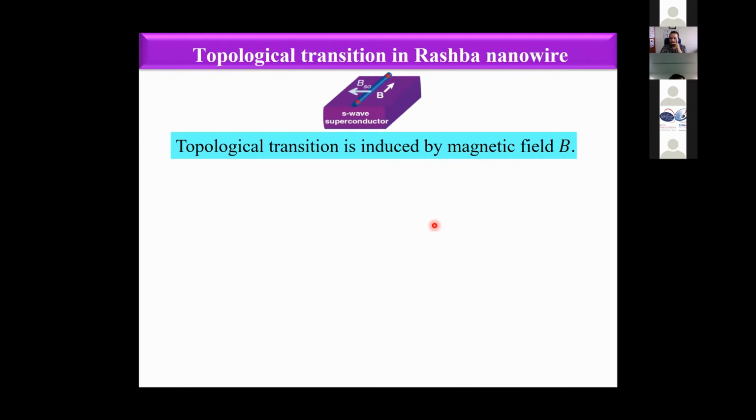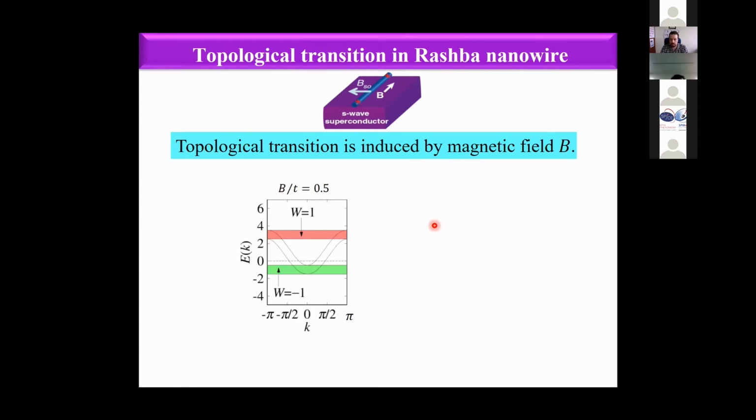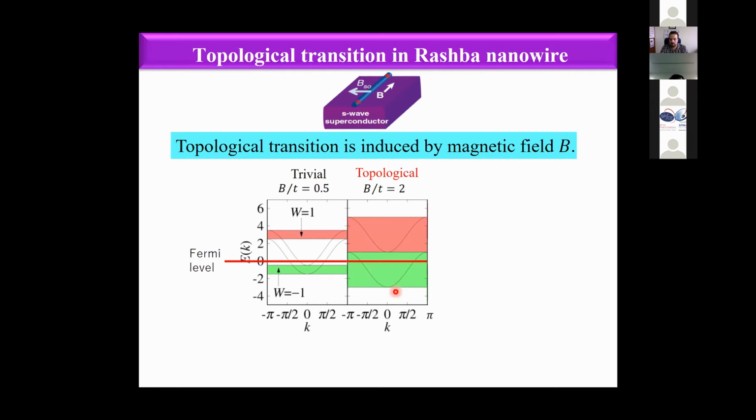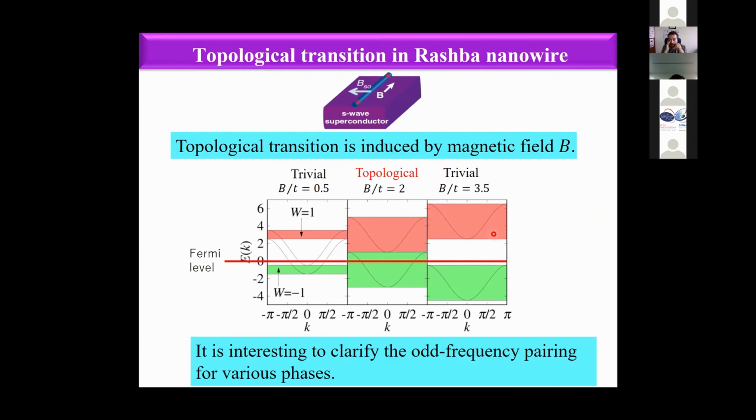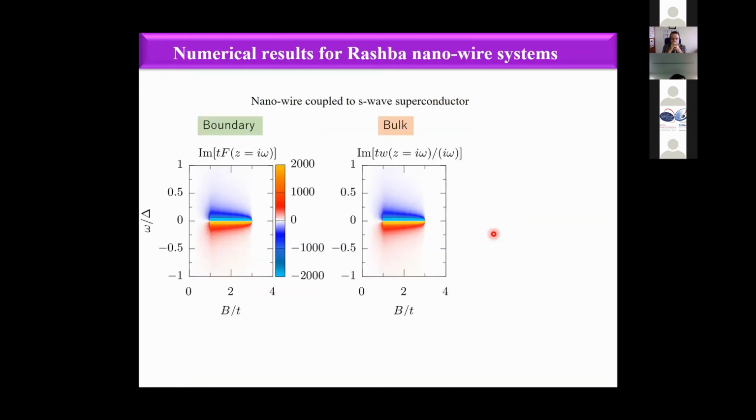So let's look at how topological transition occurs and how odd frequency pairing appears in this very interesting system. Let's look at this situation. In this case, magnetic field is chosen like that. This is a transfer energy. And in this marked region, red marked region and green marked region, we can define a winding number like that. And here is a Fermi level. Then by increasing the magnitude of magnetic field, this regime changes into topological and also changes again into non-topological. So it's interesting to clarify the induced odd frequency pairing for various phases. So let's look at that. Here is the boundary induced odd frequency pairing, and it's a quantity defined in bulk.